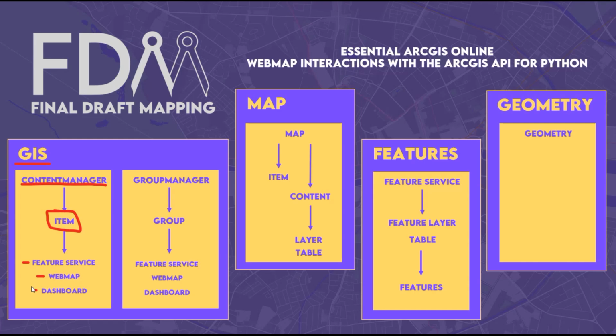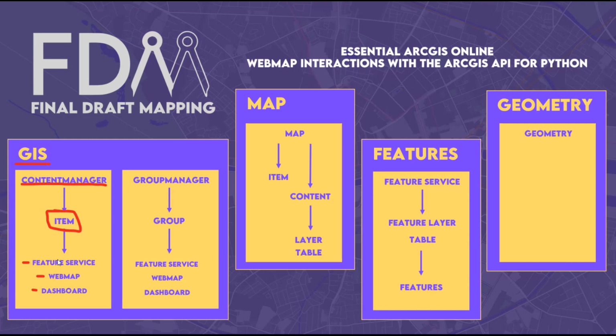In this course, obviously, we are most interested in the web map item, but we are also going to use feature service items, which are also known as feature layer collections. So each item object can represent a different piece of item in our ArcGIS Online.